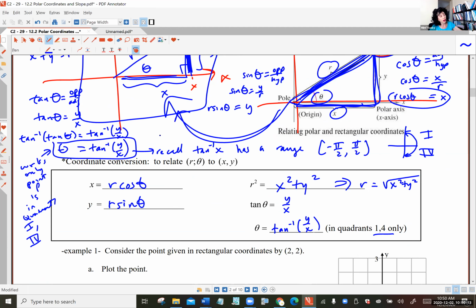And for those of you who are taking the time to make a cheat sheet for your final, I'd have this on your cheat sheet, this set of formulas here. Very helpful.